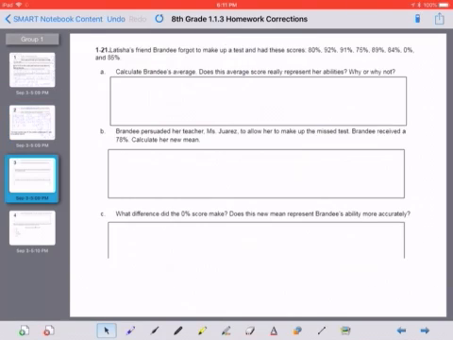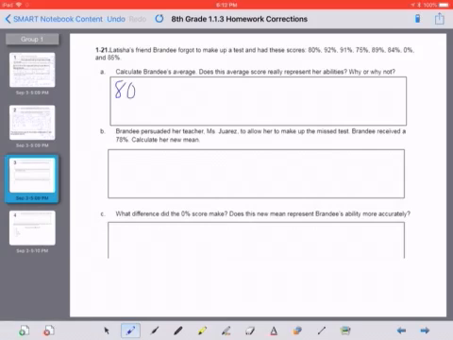The next problem was about mean or average. It says Letitia's friend Brandy forgot to make up a test and had these scores: 80, 92, 91, 75, 89, 84, 0, and 85%. Calculate Brandy's average. Does this average score really represent her abilities? Why not? So in order to do this problem, I would first add them all together.